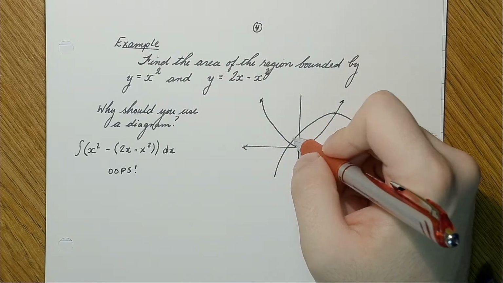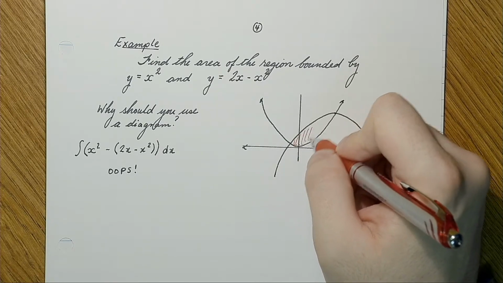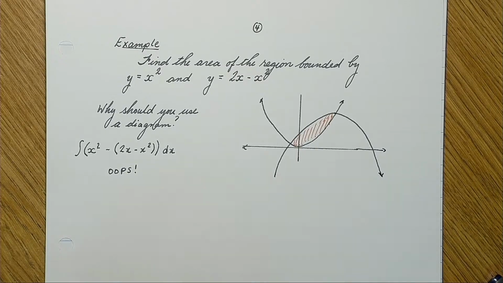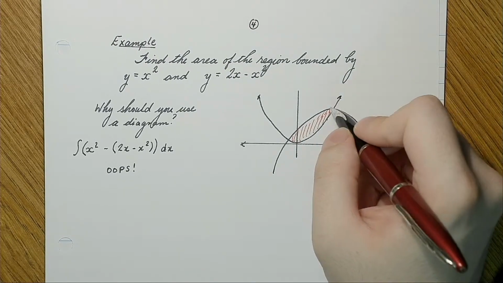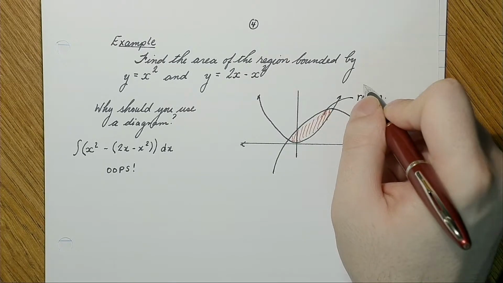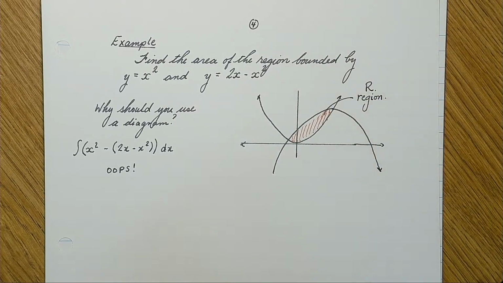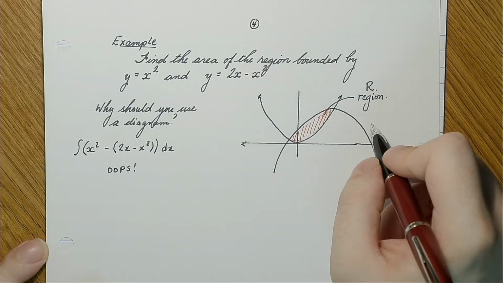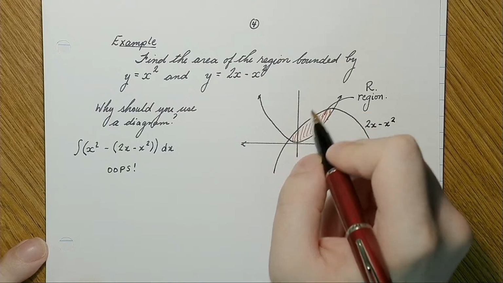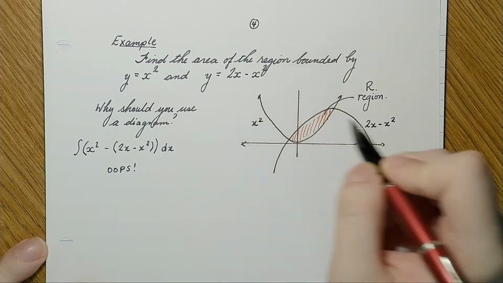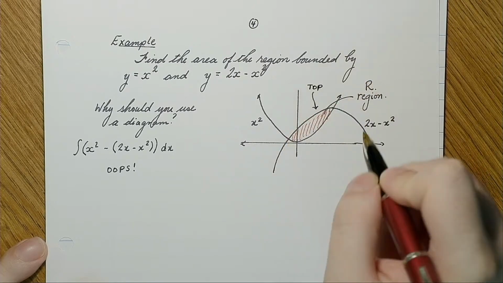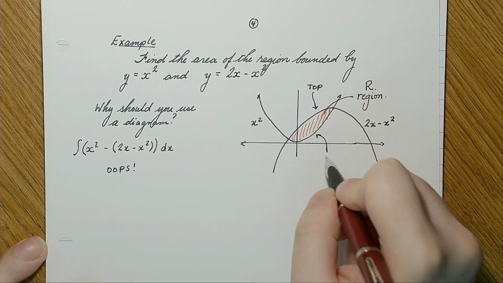And so I think something like that. I don't think I drew it very well, but there's our region, or the region R. And you notice here, this is our function 2x minus x squared. And over here is my x squared. And this is the top function, and this is the bottom function.